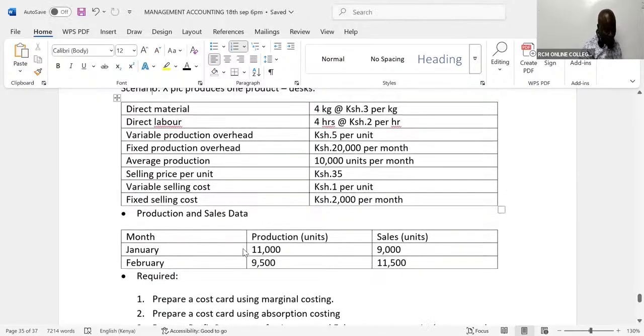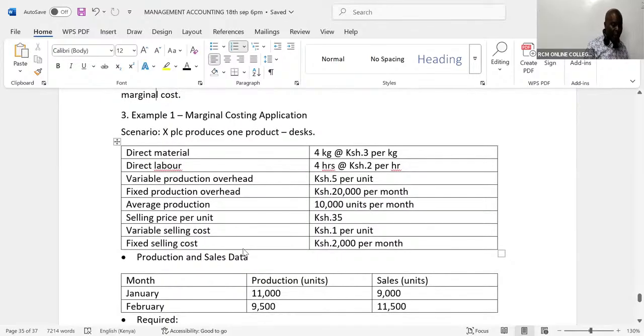Remember, we have already done the cost card using absorption costing. Absorption costing is also known as full costing, isn't it? I'm just repeating. We took material cost in the cost card, 4 kgs at 3, which gave us 12.